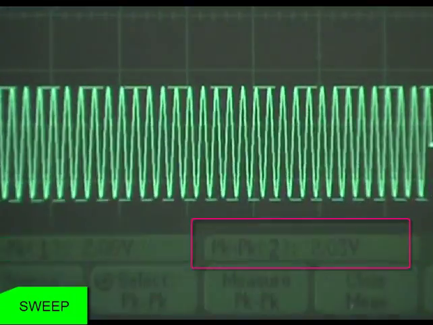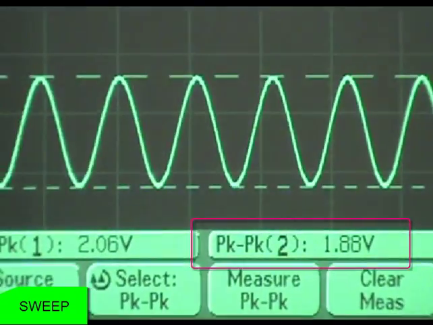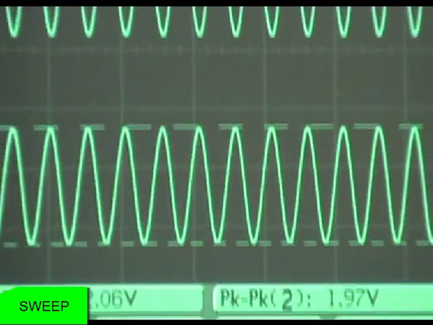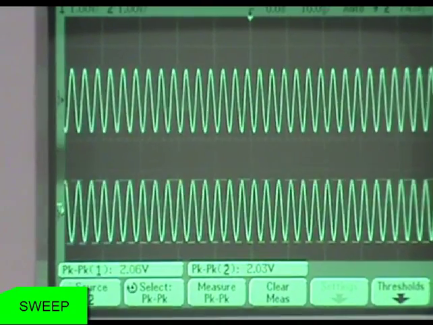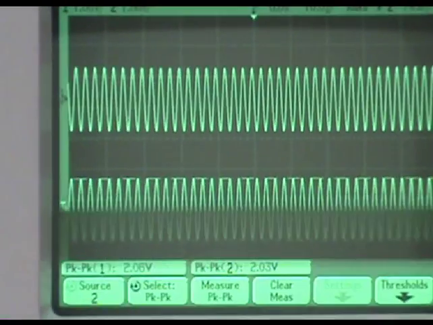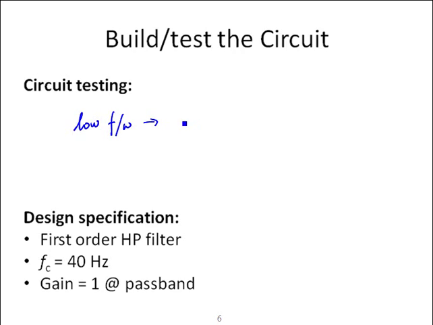Zoom in, we could see the increase of the output while the frequency is increased. To summarize, at low frequency, the magnitude of the output signal is low. At the cutoff frequency, it's about 70%. At frequencies above the cutoff frequency, signals pass with ease.